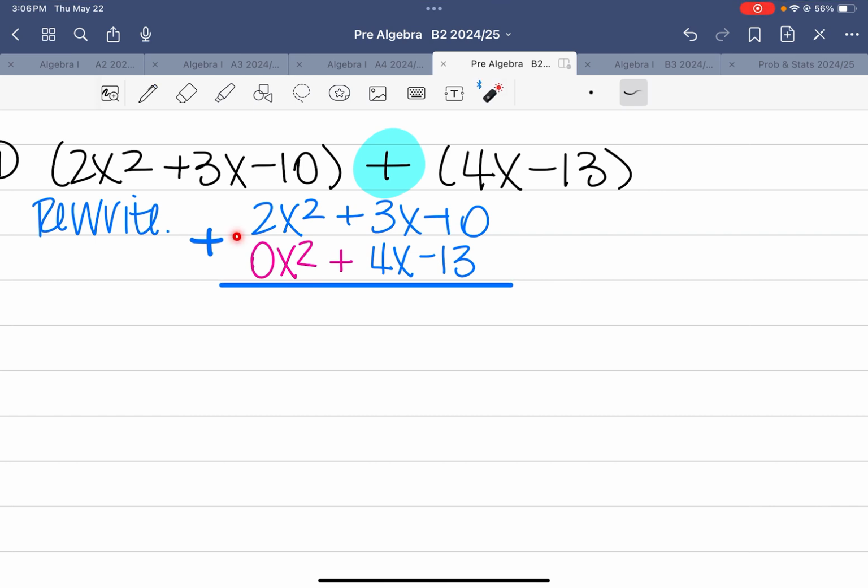So now I'm going to take 2x squared plus 0x squared, which is going to give me 2x squared. I'm going to take 3x plus a positive 4x. I'm going to get 7x. I'm going to take my subtraction of 10 plus my negative 13. Negative 10 plus negative 13 gives me negative 23.